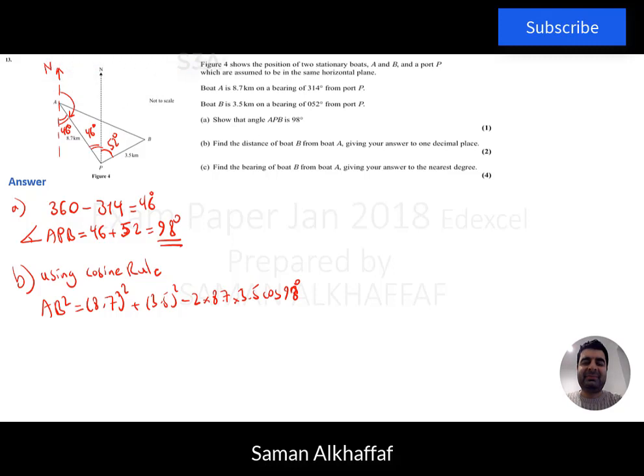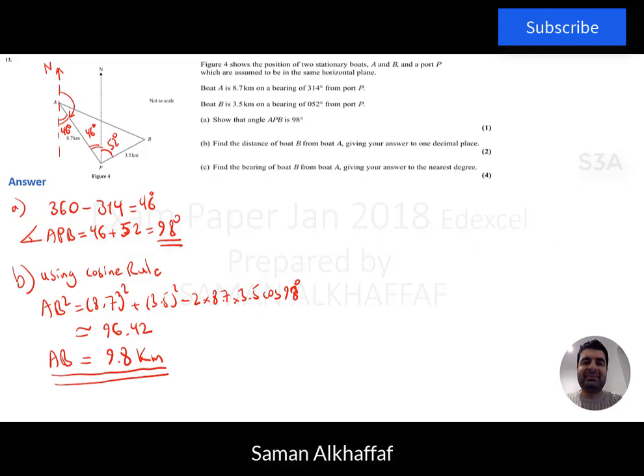And in this scenario, the answer will be approximately 96.4, and because we are taking the root, that will give us the answer for AB being approximately 9.8 kilometers. And this will be our answer for part B.